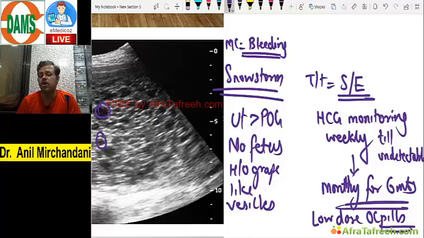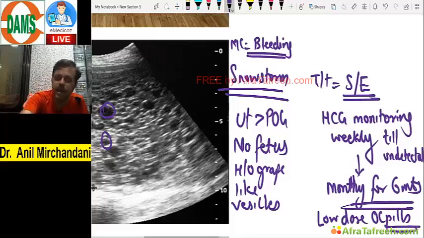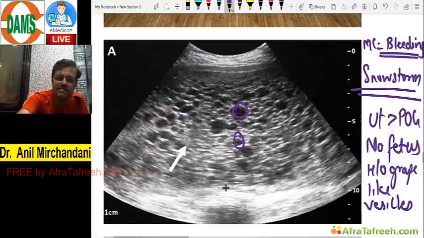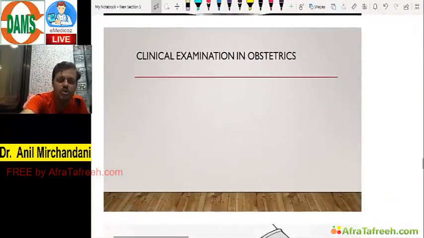Don't put copper T. Copper T in the soft uterus would cause perforation, and copper T can cause bleeding. Copper T is contraindicated. Low dose OCPs would be the best thing. Am I clear about this, guys and girls? So this is what you should know.